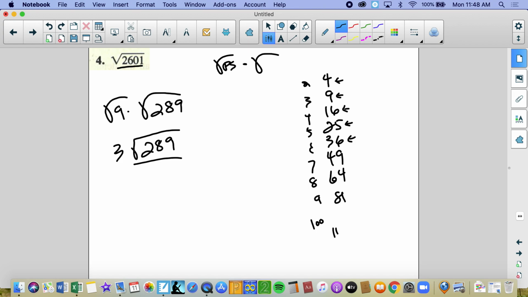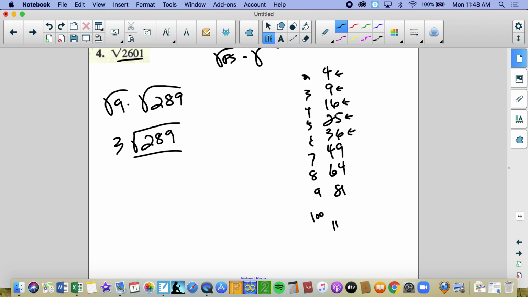Wow, 289, that's a weird one. I have to assume that there's something coming though. Let's try 289 divided by 11, I think that might work. Nope, close. 13, 289 divided by 13. Nope.